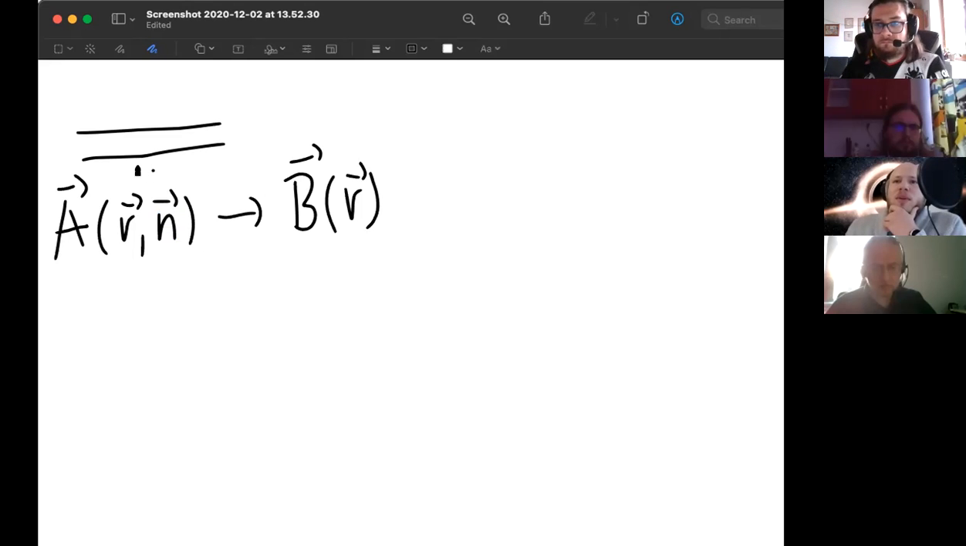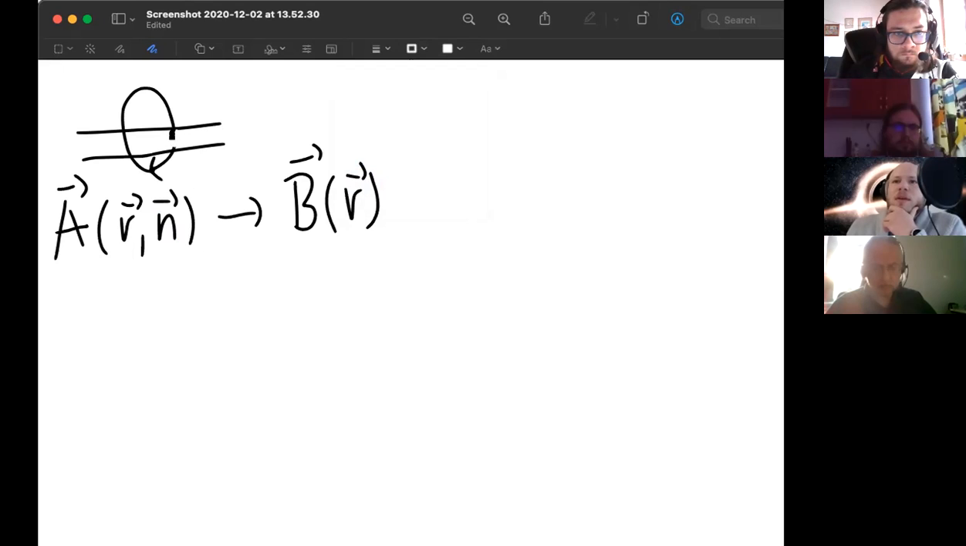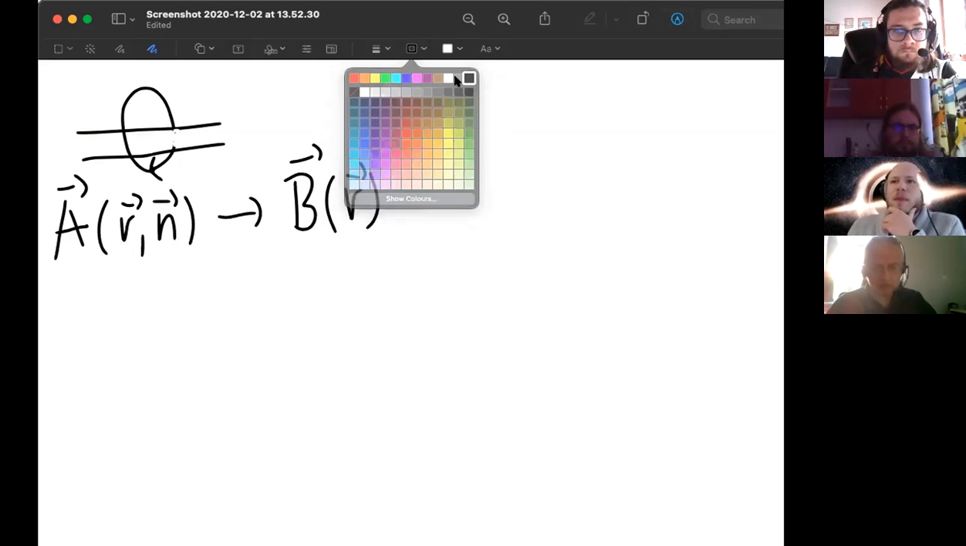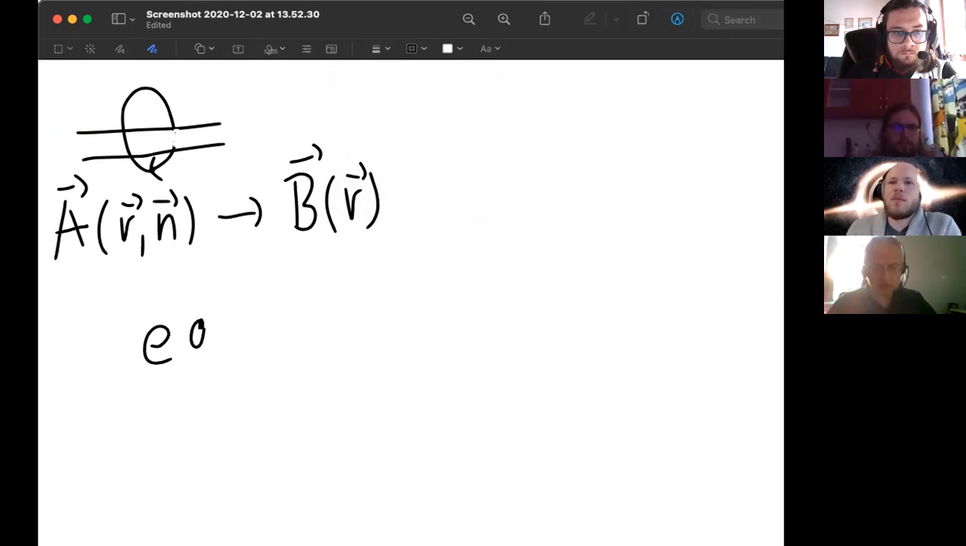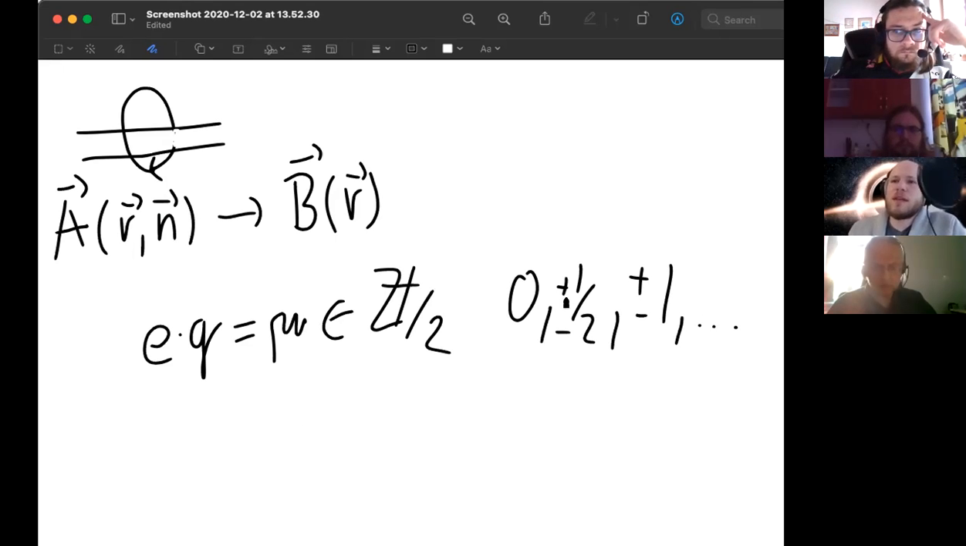But we know that when you go around a solenoid, you pick up a phase. And the only way not to be able to see the solenoid is that the charge of the monopole should satisfy a certain condition. The condition is that the product of the electric and the magnetic charge, which I will denote mu, should be a half-integer number: 0, 1/2, plus minus 1. If this is the case, then by going around the solenoid, you will always pick up a phase of 1. So you cannot observe the solenoid, which is fine because it isn't really there. It's just an artifact of our description.